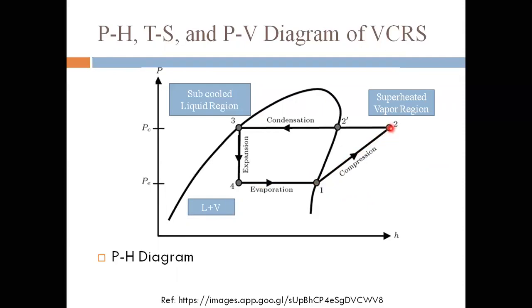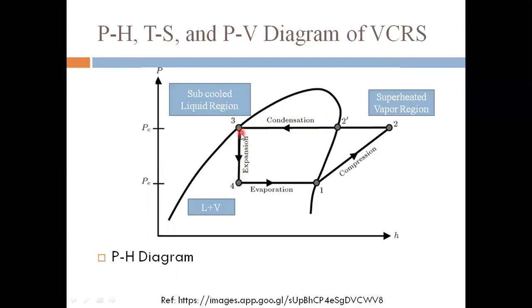After that, it goes to the condenser, where condensation takes place. The superheated vapor is condensed and converted into liquid. So we need to shift this point 2 to point 3 on the left side. This is point 3, where the vapor has been converted into liquid form, but its pressure is still high. So we need to reduce the pressure to get the refrigerating effect. That's why we require the expansion device.